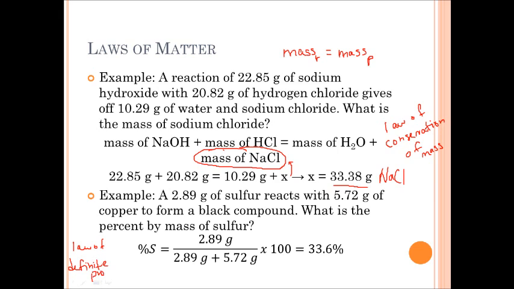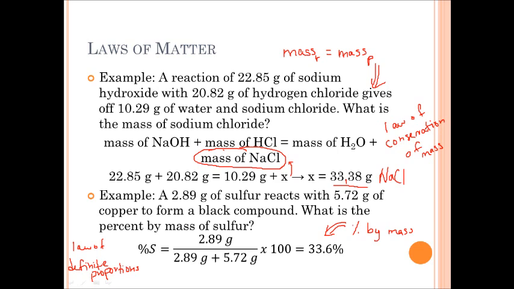Alright, now let's talk about the law of definite proportions. And this is the percent by mass equation. And again, the percent by mass equation is what's going to be used, which will be given to you on the midterm. Okay?